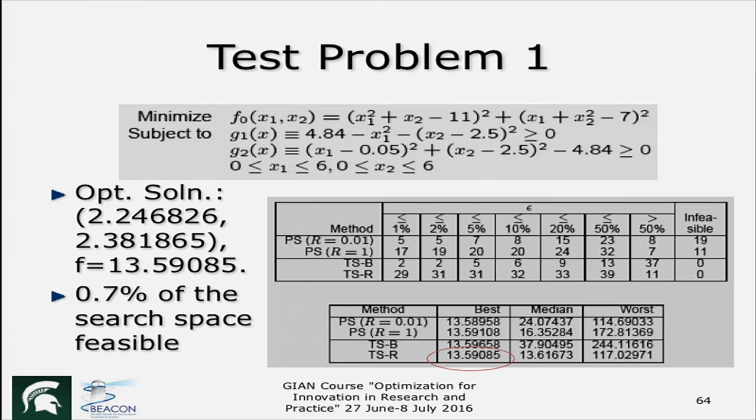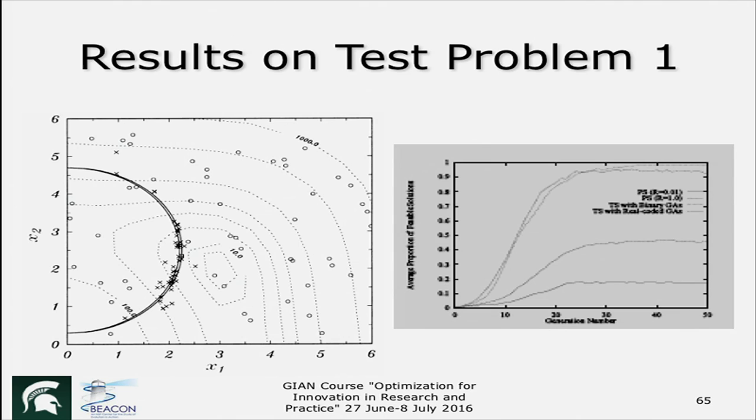Let me show you some results of this method. Here is a problem. I think I have a sketch of it. Yeah. This is a two-variable problem. Can you see the two lines from the back? Is it seen? Two lines? Okay, there are two circles, actually, with a little bit of eccentricity. The region in between the two circles is feasible.